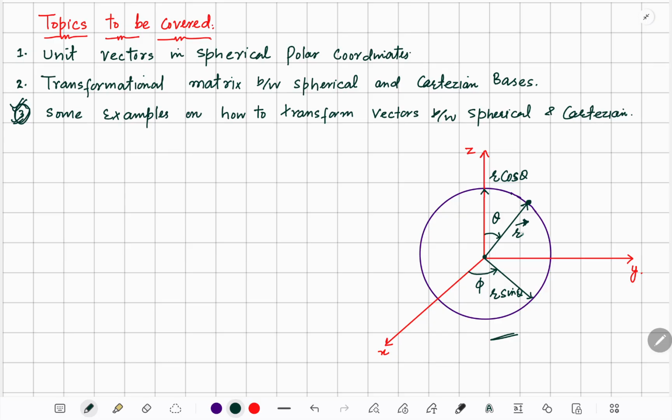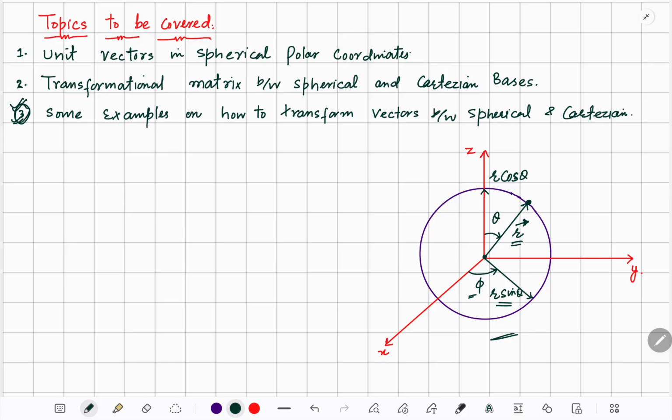So r is the position vector of the particle on the surface of the sphere from the origin. This origin is common to the Cartesian axes and the sphere. How much angle this position vector makes with the z-axis, that is theta, and how much angle r sine theta, which is the component of r on the xy plane, makes with the x-axis, that would be phi. I hope you now understand r, theta, and phi.